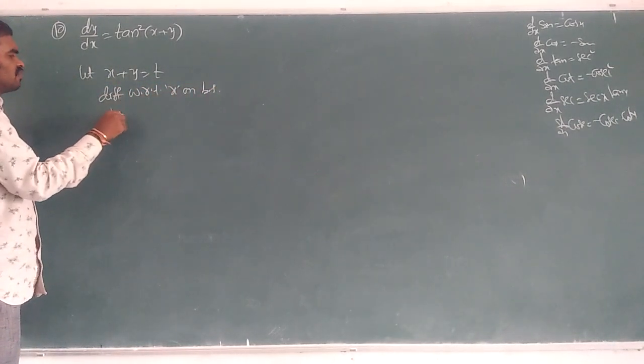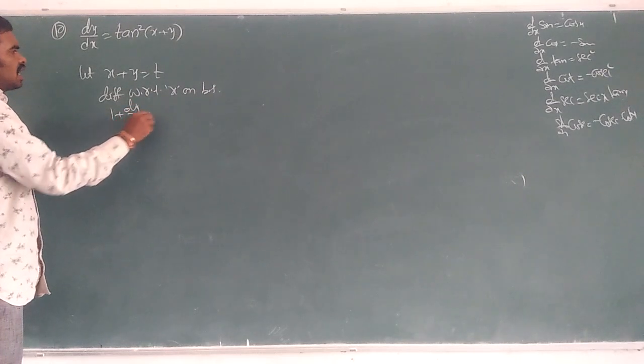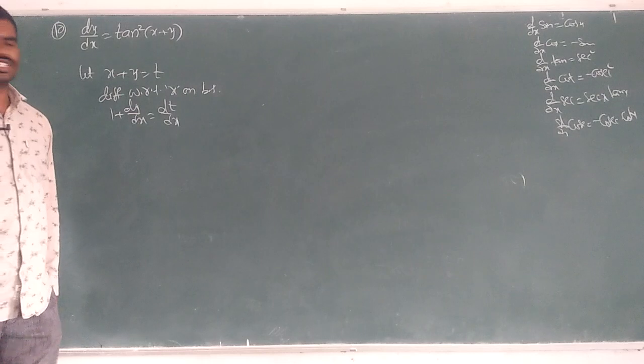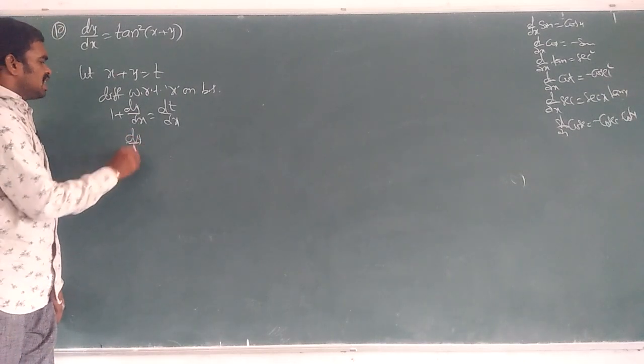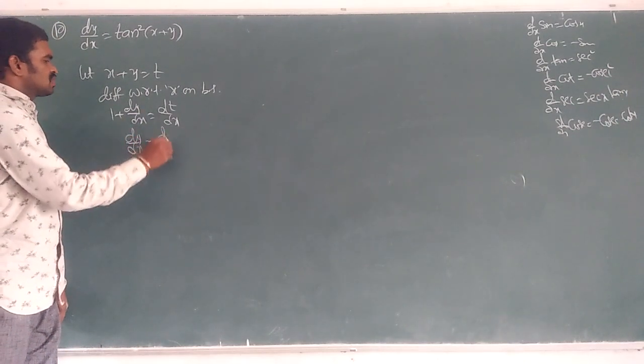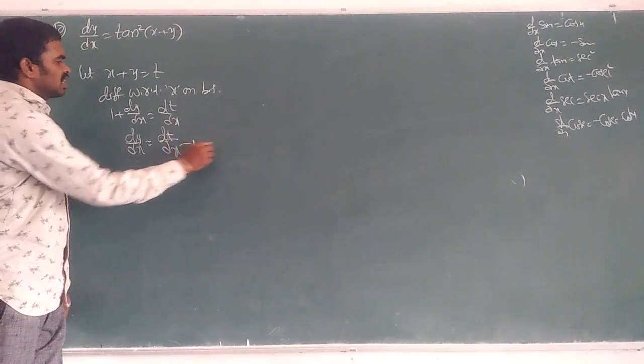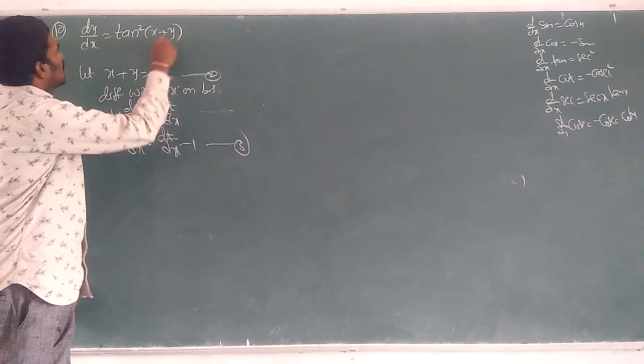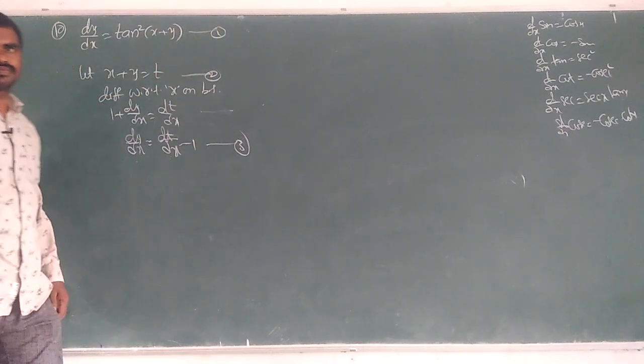So the x derivative is 1, the y derivative is dy/dx, and the t derivative is dt/dx. In each and every problem, first we should assume. So dy/dx = dt/dx - 1. This is equation 3, and this is equation 2, and the given question is equation 1.